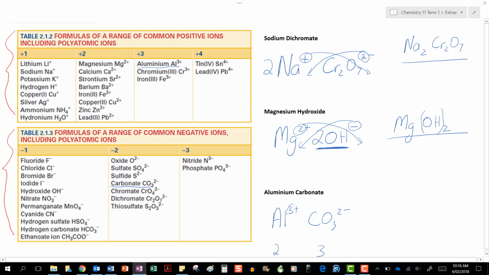Again, it's easy to cross multiply. We're going to bring the 3 down here and the 2 down here. So we've got Al2 CO3 3. Now, we don't want 33, so what we need to make sure we do is we put the brackets in so that we actually have 3 lots of the carbonate. Again, aluminium carbonate, neutral charge.